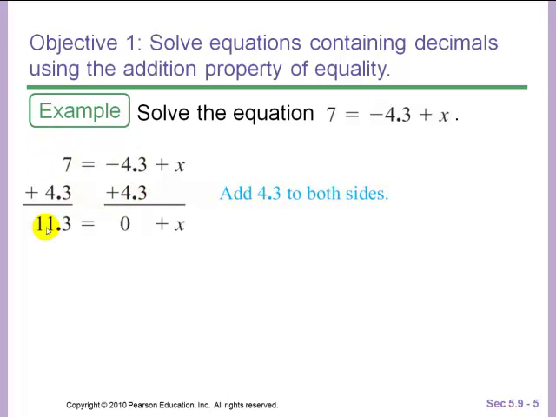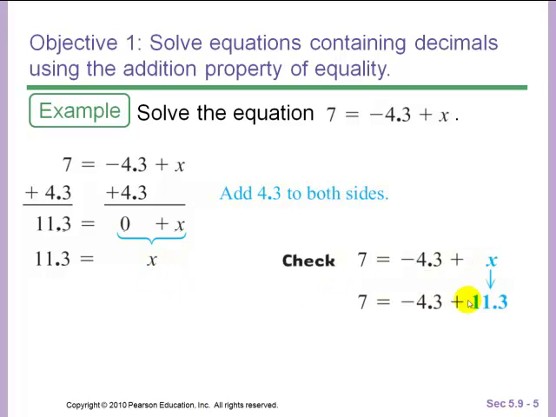7 plus 4.3 is 11.3. Negative 4.3 plus 4.3 is 0. 0 plus x just winds up being x. So our answer is 11.3 equals x. Then check your answer. Put it back in the original equation, and you get 7 equals 7. Therefore, our answer is 11.3 equals x.